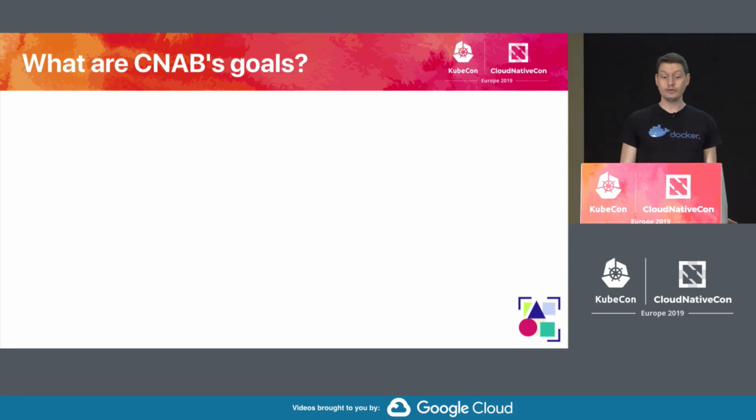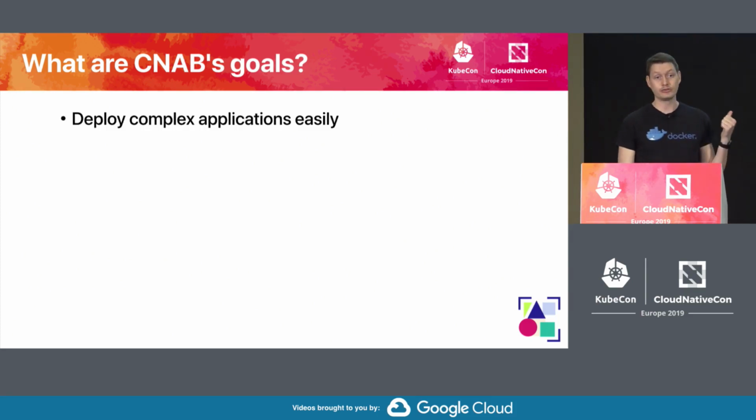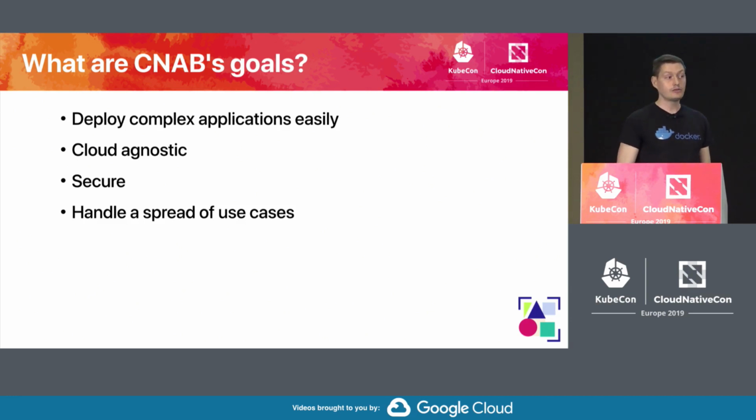So what are CNAB's goals? Well, it's to solve that problem we saw. It's how do you deploy a complex application easily? It aims to be cloud agnostic, so you shouldn't care where you're running it or how you're running it. It aims to be secure, because we live in a world now where we can't have nice things. And it aims to handle a spread of use cases. So it's everything from IoT to edge, air-gapped, normal clusters, everything.